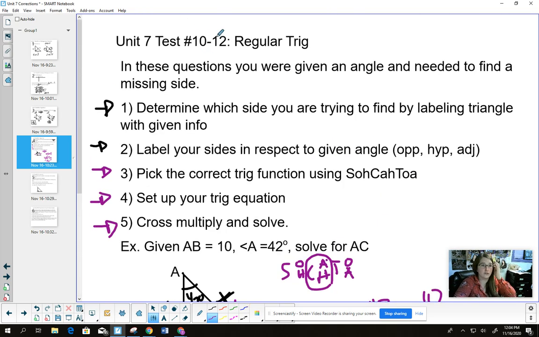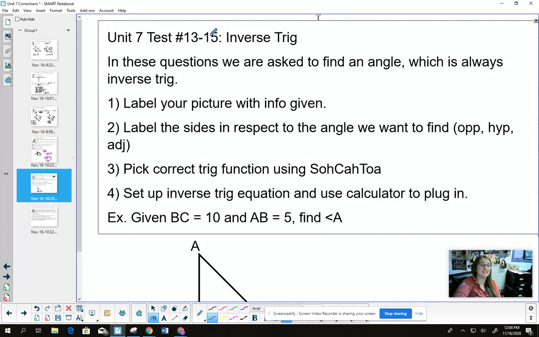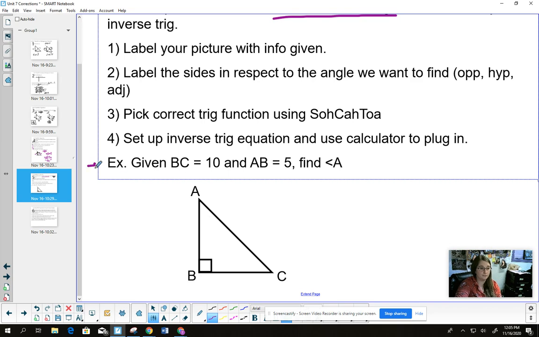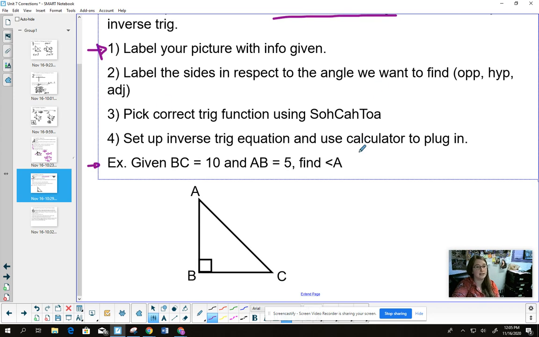Again, 10 through 12 is all this type of question, regular trig. 13 to 15 is inverse trig. So these are asked to find an angle, guaranteed inverse trig. So I'm going to go through this example here, going through these steps. Step 1 is always to draw your picture and label it with the info given. BC is 10, AB is 5. We want to find angle A. That's what we're trying to find. So this is why, again, this is guaranteed to be inverse trig. Inverse trig is the only tool we have to find angles.